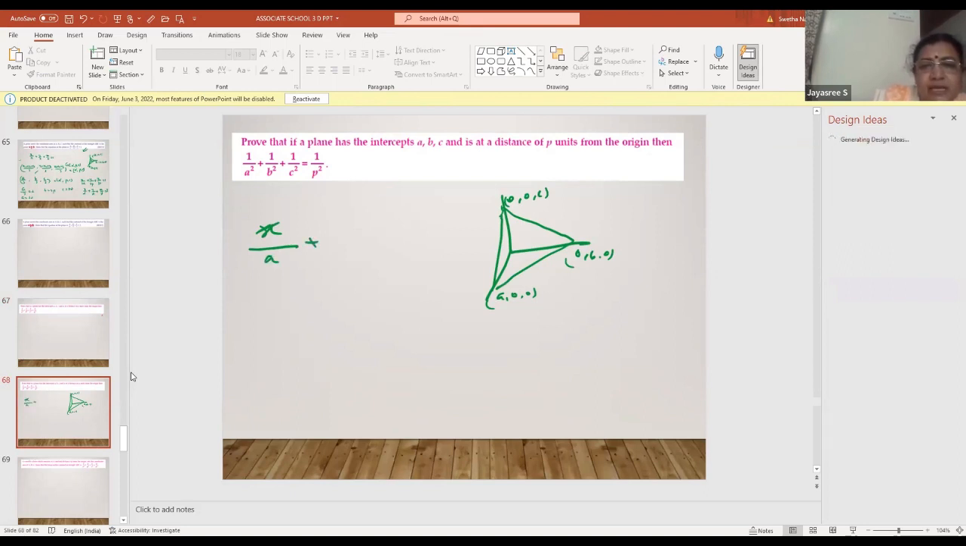The intercept form of a plane is x by a plus y by b plus z by c, minus 1 equal to 0, as I told you. So D will become minus 1. The distance is p units, with capital A being 1 by a.